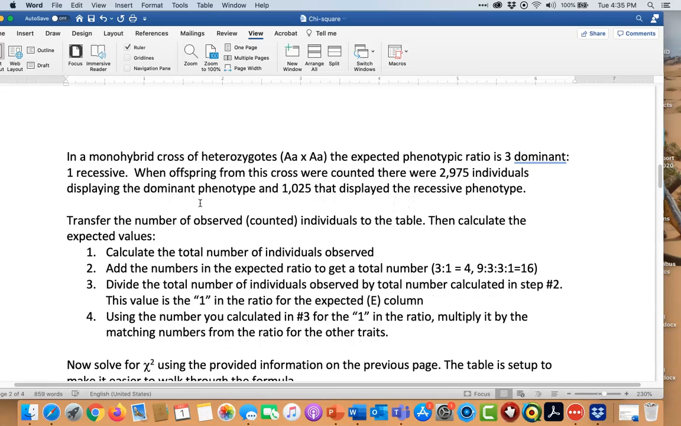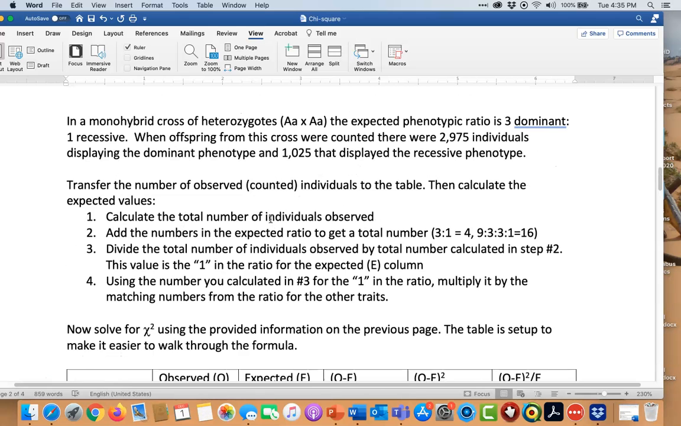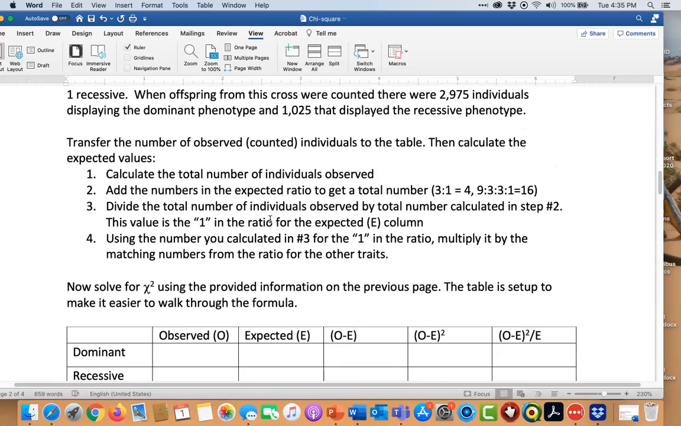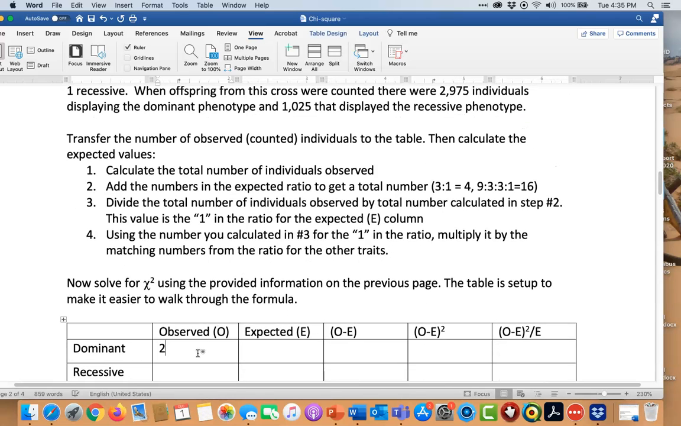So the first thing to do is to transfer your observed or counted individuals to the table. You'll do the same thing with your dragons. So when you get your totals, do the same sort of thing. So we're going to do the 2,975 for our dominant, and then the 1,025 for the observed.